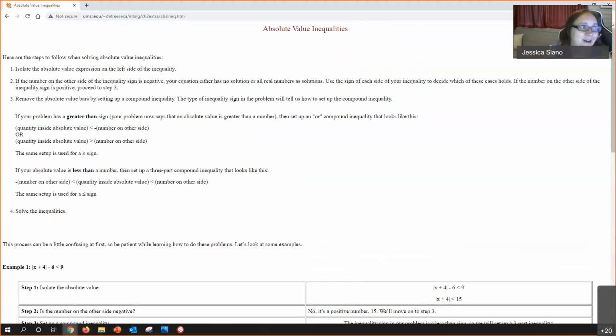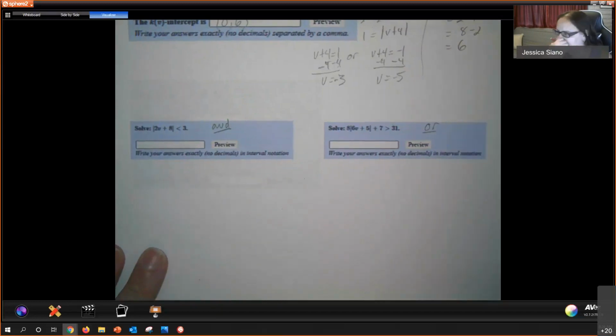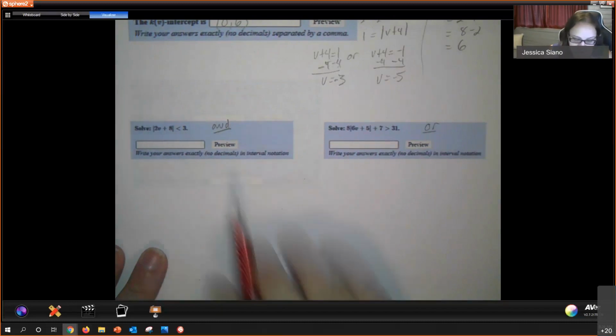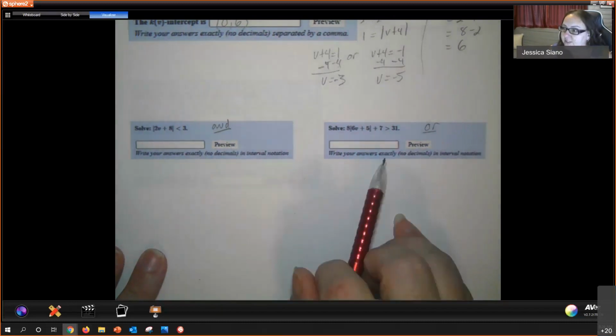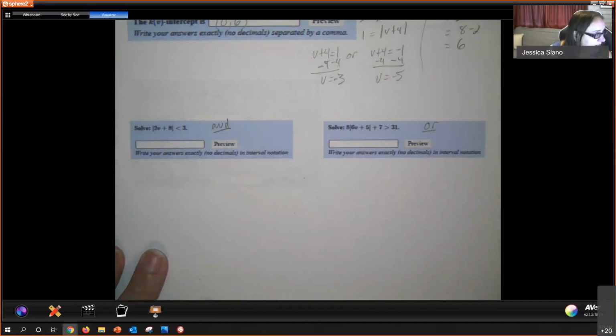The nice thing about us being in this environment is that you have the opportunity to make sure you're keeping things near you when you're taking assessments and quizzes. So again, make a note of this somewhere for yourself. If you see a less than, you make an and. If you see a greater than, you make an or.